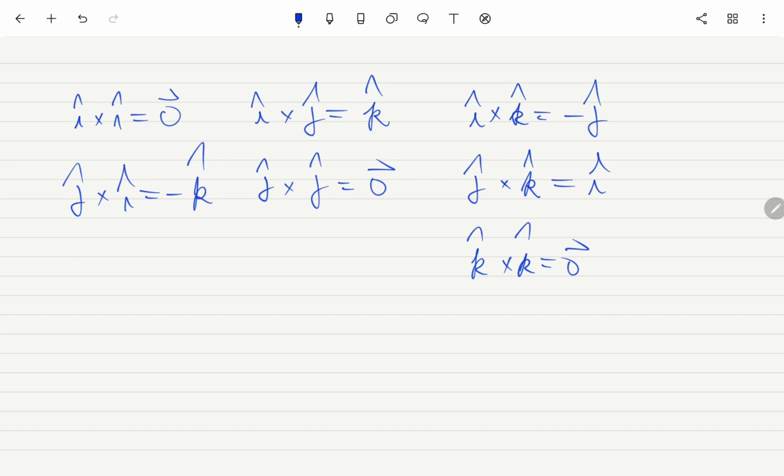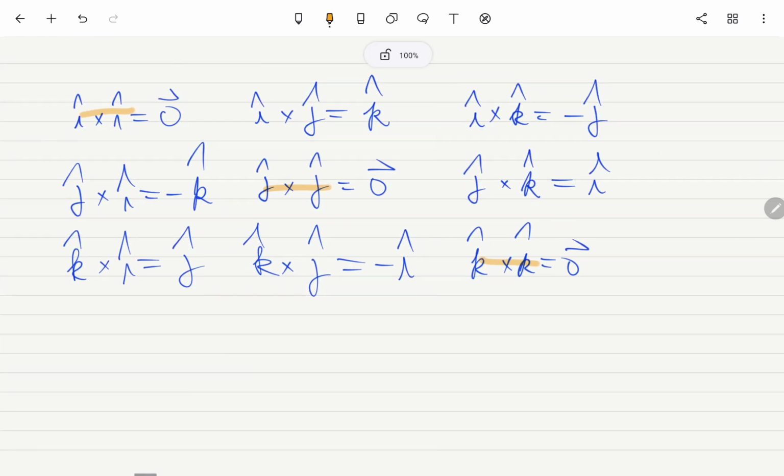Finally, k cross i will be j hat. And then k cross j will be negative i hat. So that means somehow it is opposite to the inner product. If you have the same unit vector crossed with itself, then it will be a zero vector, because you multiply by sine of 0 degrees.